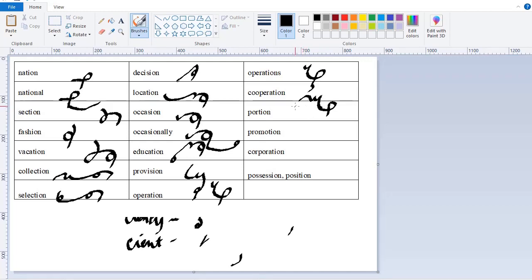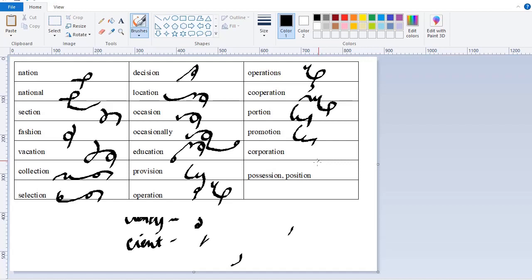Portion. So, we have P-O-R and then Sean. Next, we have promotion. I'm sorry. It should have the M, gayam yung ating O. We have P-R-O-M and then Sean. Promotion.